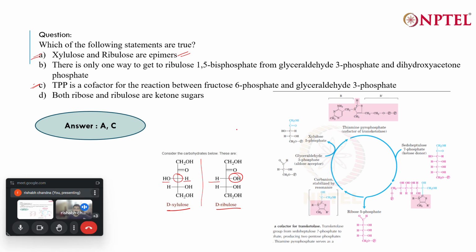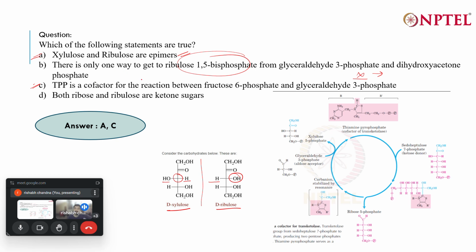Now, there is only one way to get to ribulose 1,5 bisphosphate from glyceraldehyde 3 phosphate and dihydroxyacetone phosphate. No, this is not correct, because there can be multiple ways from which we can get the molecule ribulose 1,5 bisphosphate by combining different carbon compounds. So this is false.